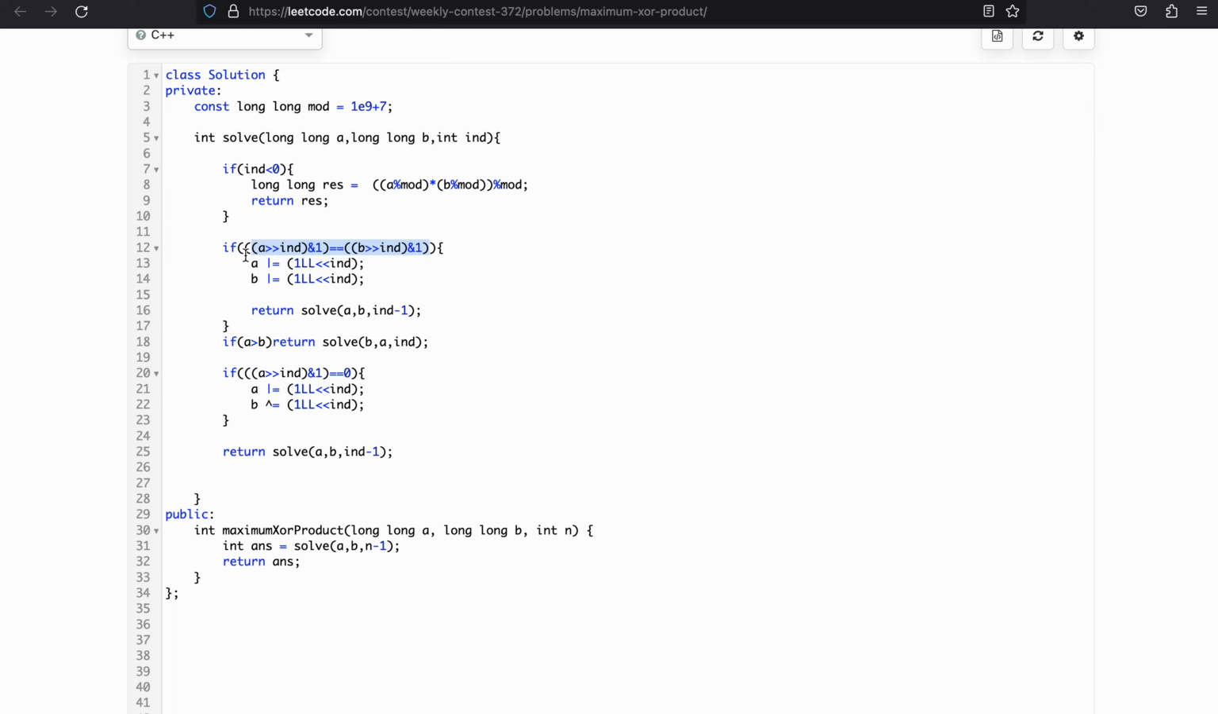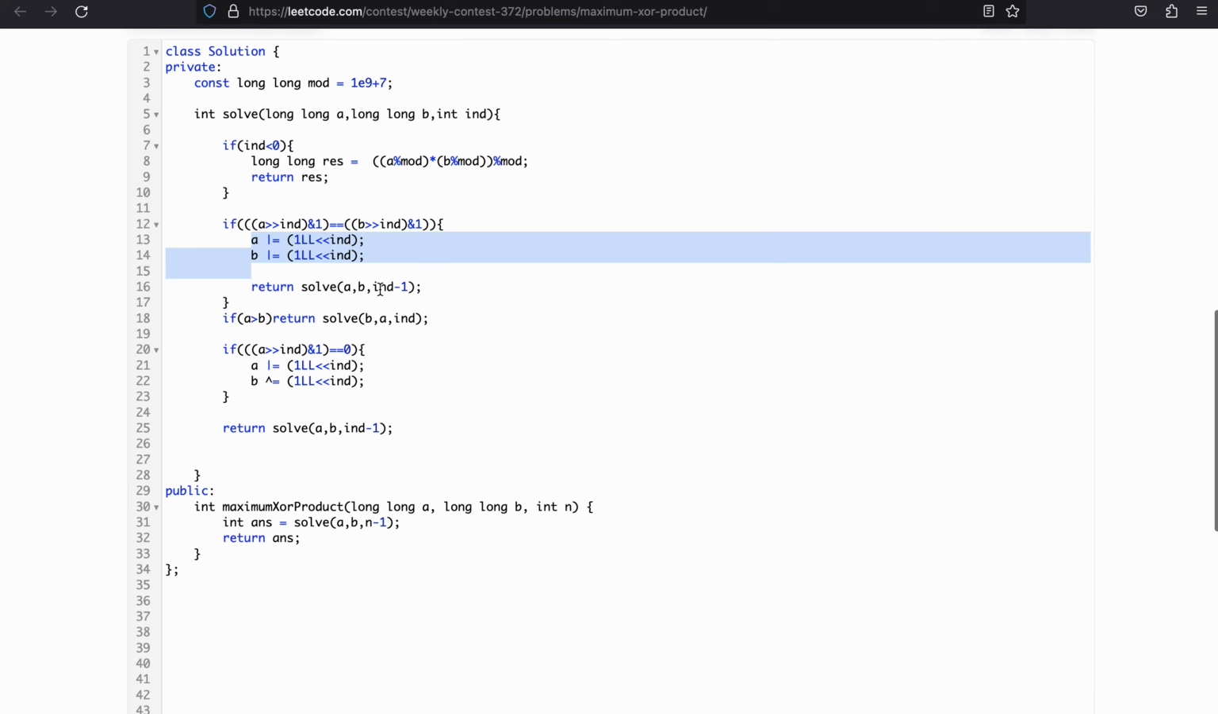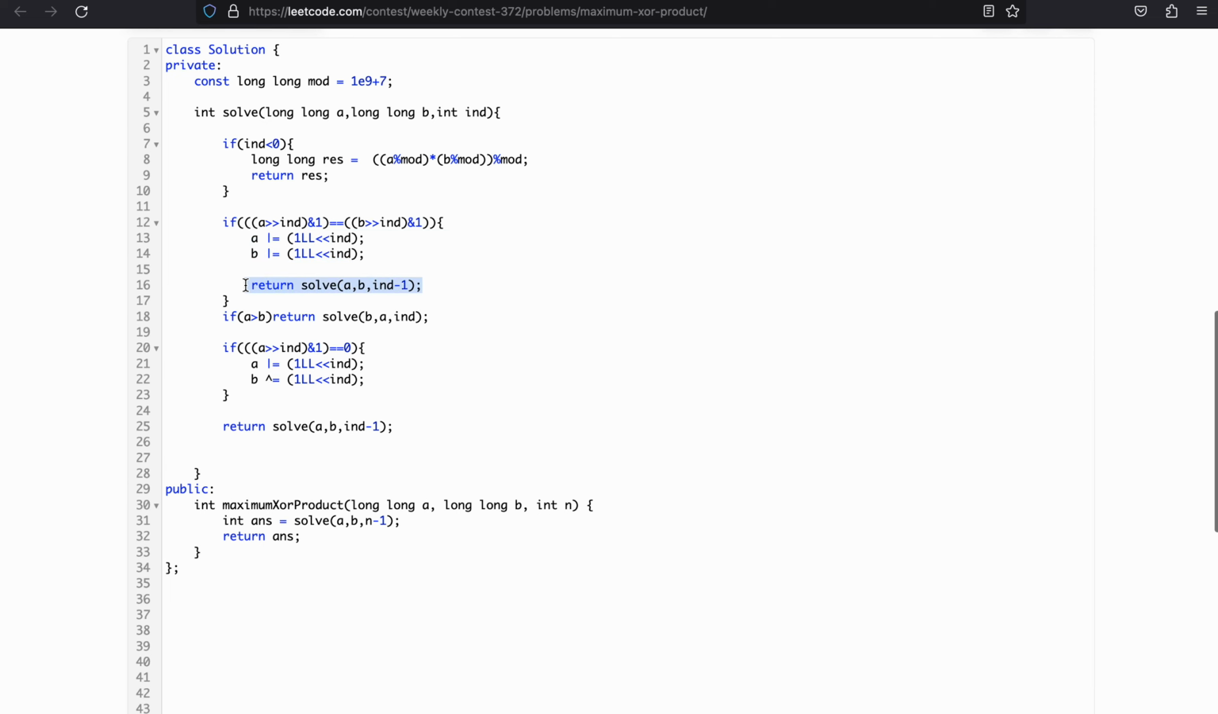If both bits are equal, then we ensure that the ith bit in a and b should always be 1. So here we take or, so that if the ith bit is 0, then it is set to 1, otherwise if it is already 1, then 1 or 1 gives always 1. So here we set 1 always when both bits are equal, and then solve the next bit, i minus 1.